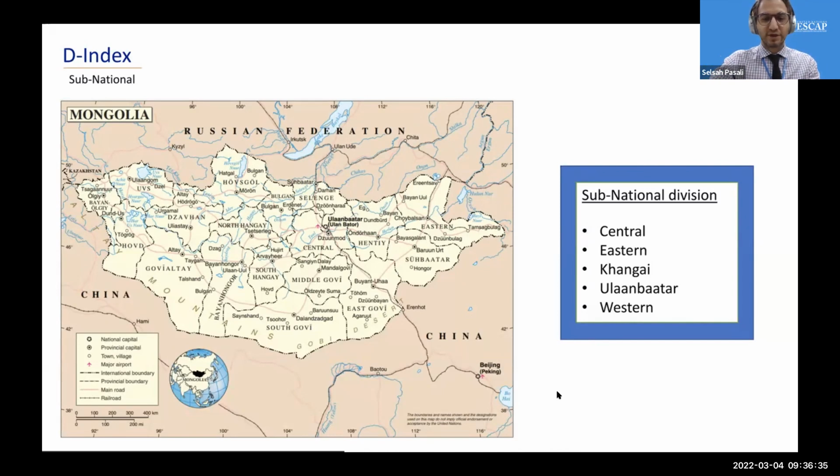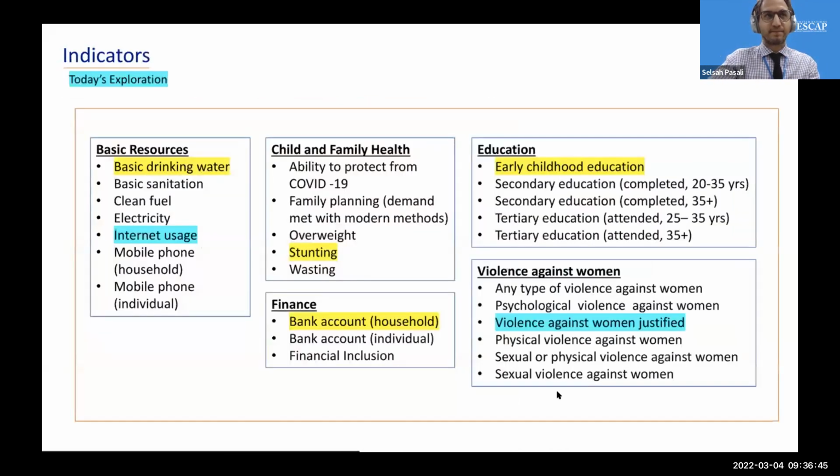Similar to yesterday, we'll be sharing results from the same 5 regions that MICS collected data from. So in today's exploration, we'll be focusing on 2 indicators in particular, the ones that are highlighted in blue. We'll be focusing on one opportunity indicator, that's internet usage, and then one barrier indicator, that's violence against women is justified.